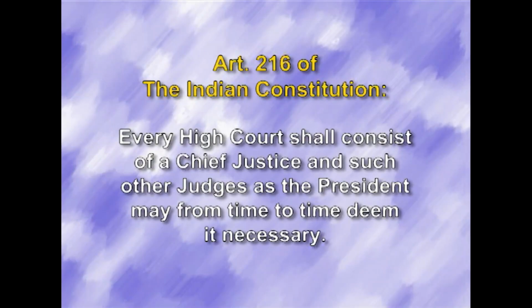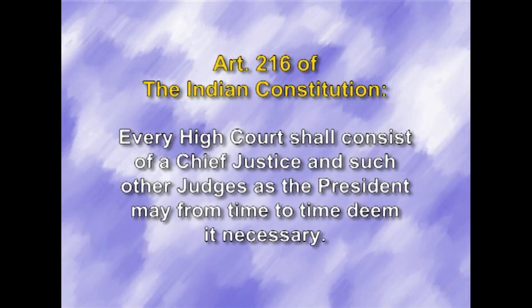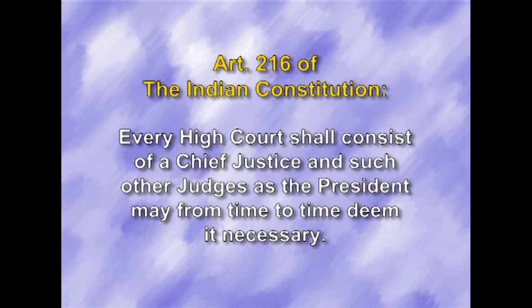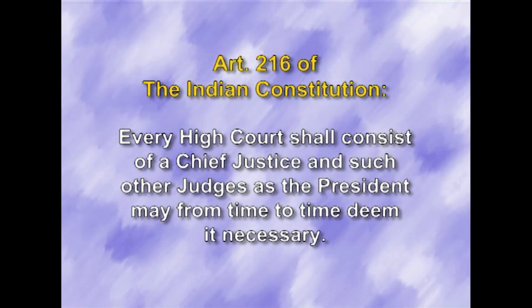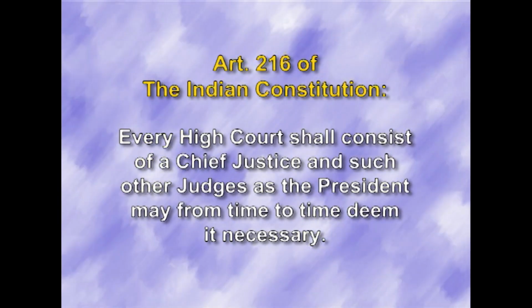It is laid down in the Constitution, particularly in Article 216, that every High Court shall consist of a Chief Justice and such other judges as the President may from time to time deem it necessary. So the number of other judges will be decided by the President himself. Now, next, the appointments of the High Court judges. How they are appointed, who appoints them.